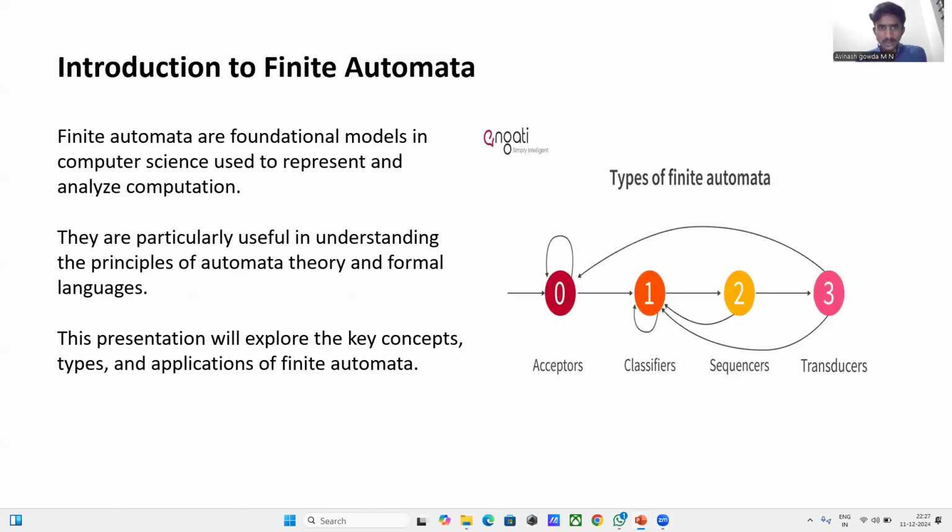Finite automata are a foundational model in computer science used to represent and analyze computation. They are particularly useful in understanding the principles of automata theory and formal languages. This presentation will explore the key concepts, types, and applications of finite automata.